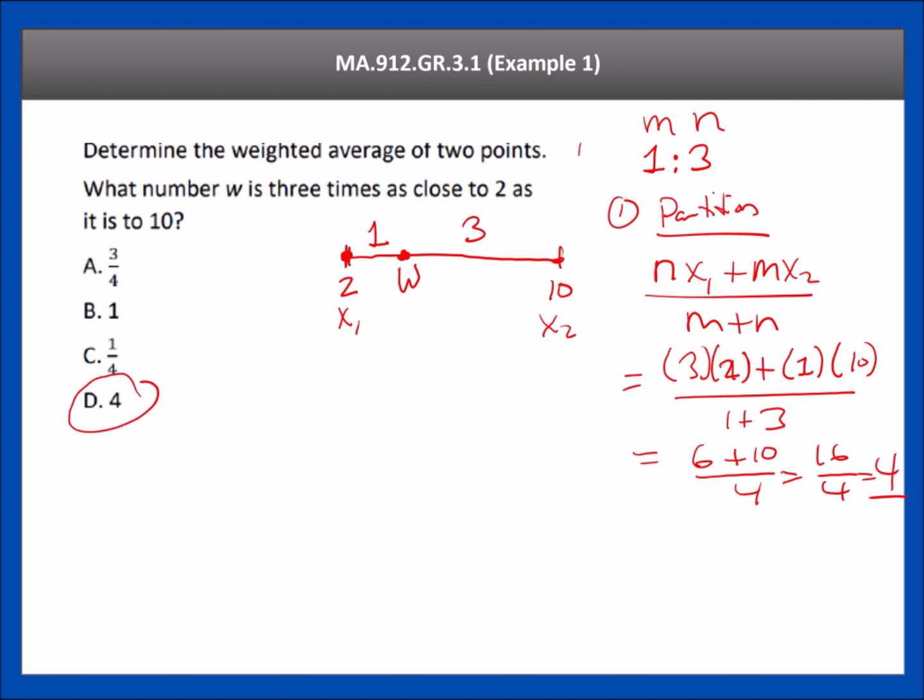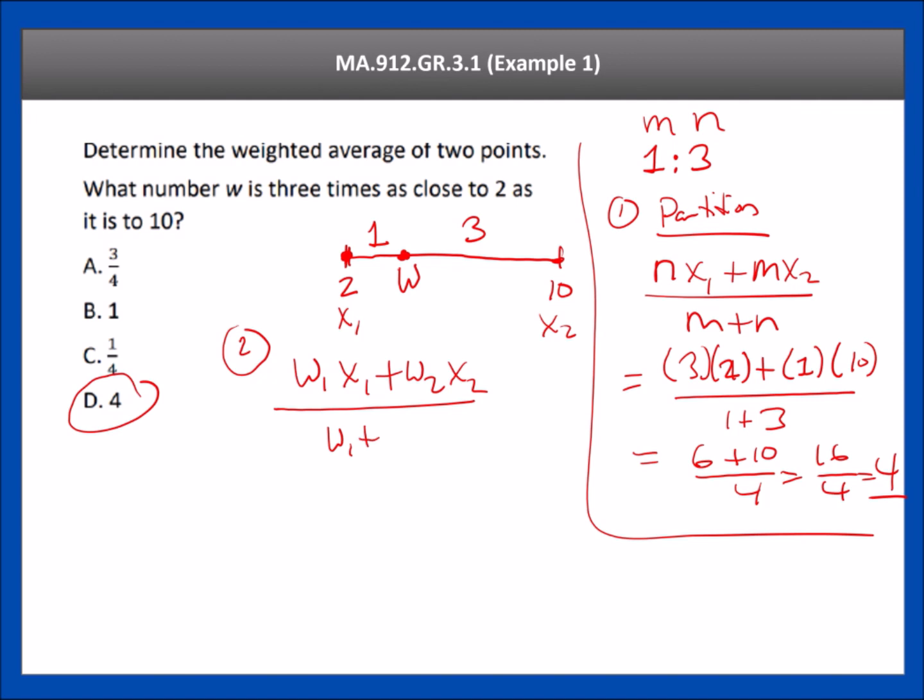All right, so that's method 1. Method 2 is with a weighted average, which is what the benchmark is asking for. Regardless of the way you do it, you're going to get the answer. But the weighted average formula is W1x1 plus W2x2 over W1 plus W2. It looks eerily similar to this formula, and that's because it's supposed to be. These concepts are very similarly tied together.